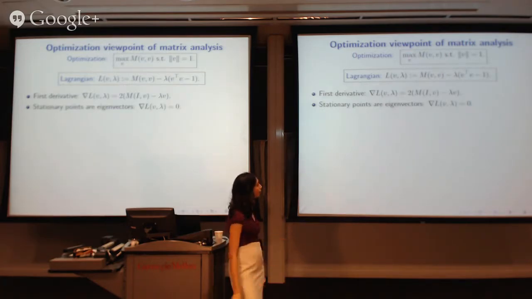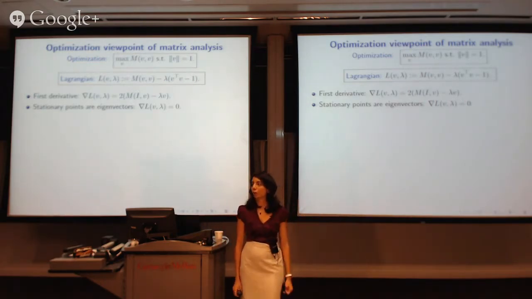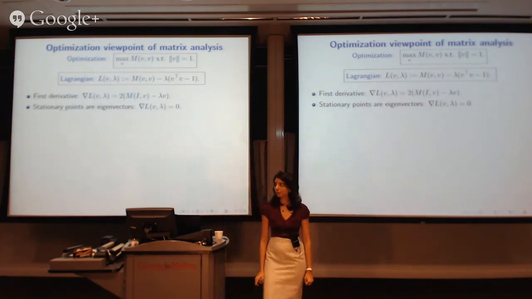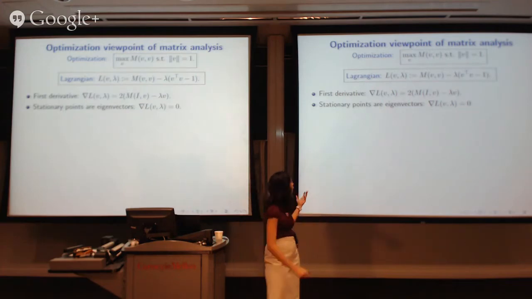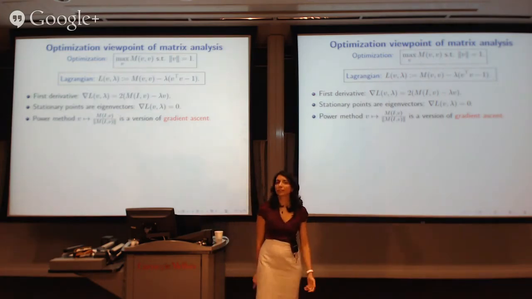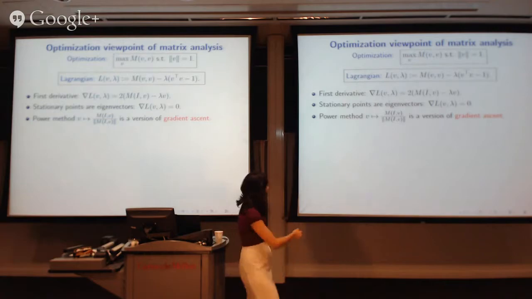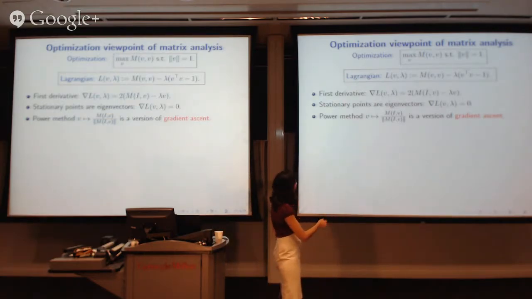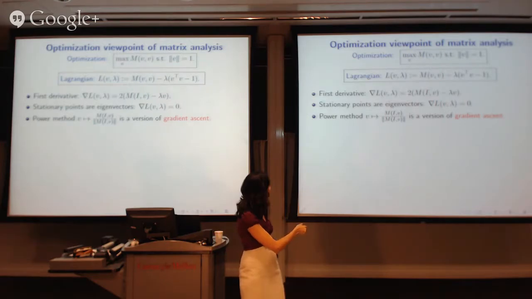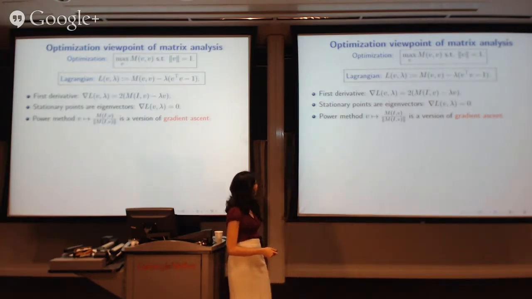And these are exactly the eigenvectors. So the stationary points of this optimization are exactly the eigenvectors of my matrix. This is by definition, where this vanishes. So all eigenvectors are stationary points of this optimization. And if I think of the power method, you can think of it as a version of gradient ascent. I said ascent because I have a maximization problem here. So think of it as gradient ascent with infinite step size, because I'm changing the vector according to this map. Okay, so I'm doing this power method.